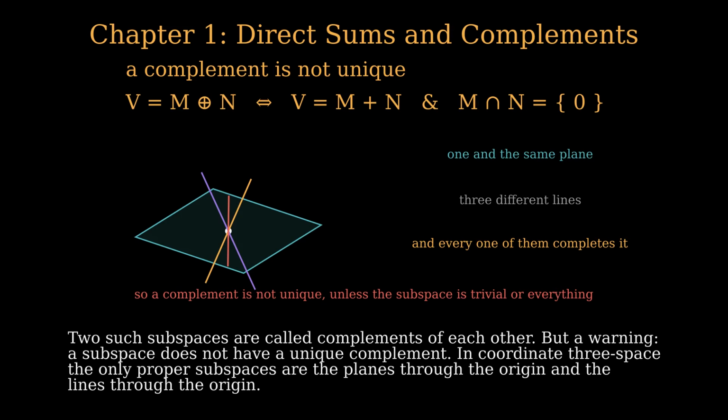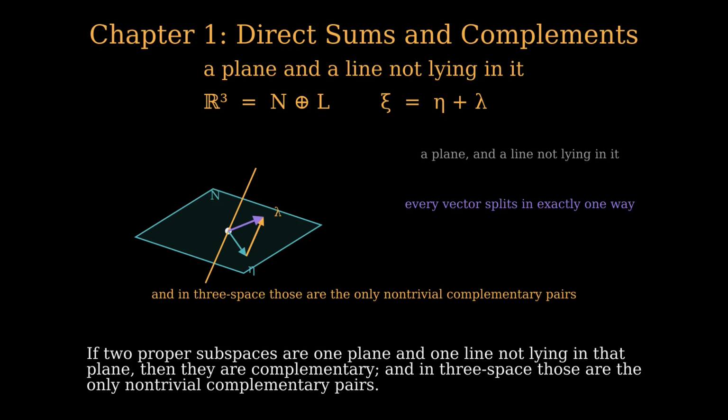But a warning: a subspace does not have a unique complement. In coordinate 3-space, the only proper subspaces are the planes through the origin and the lines through the origin. If two proper subspaces are one plane and one line not lying in that plane, then they are complementary, and in 3-space those are the only non-trivial complementary pairs.